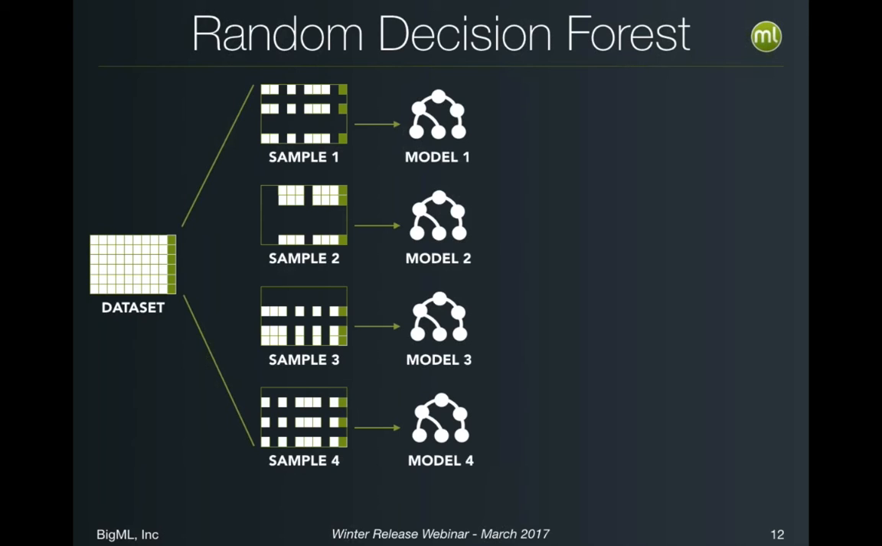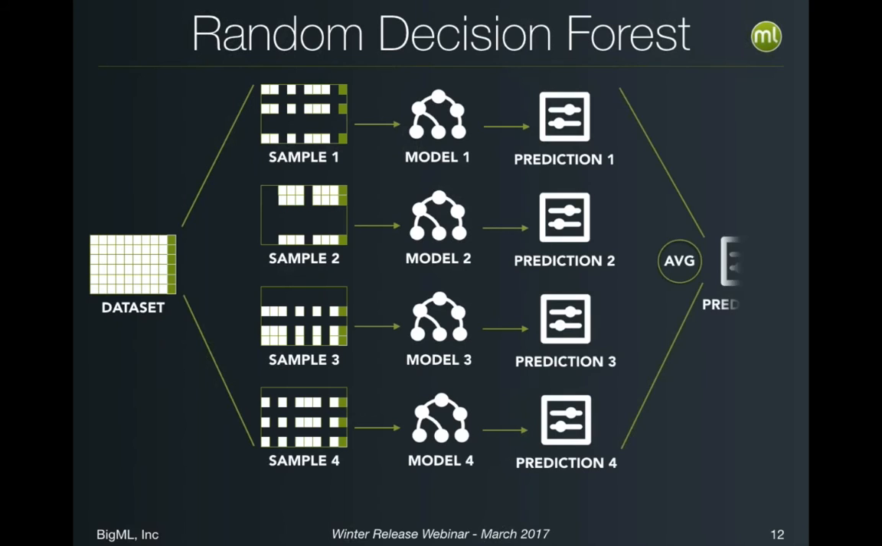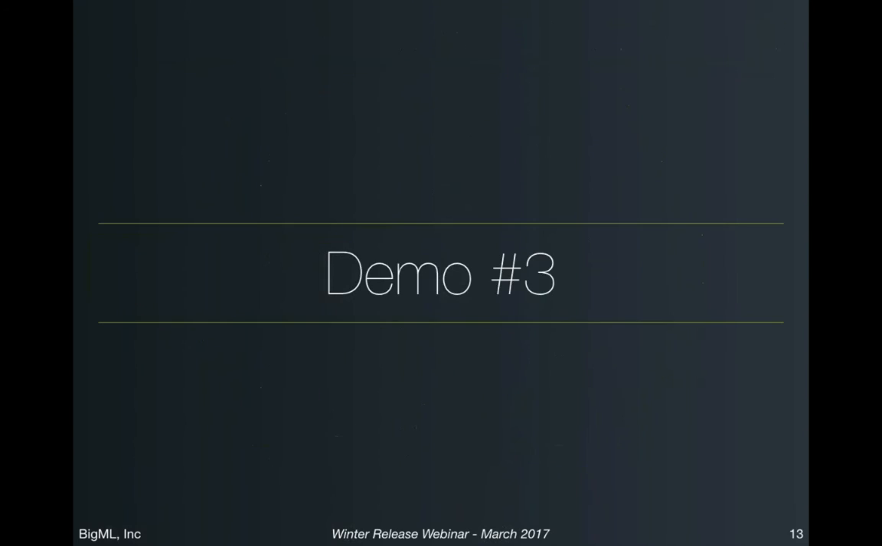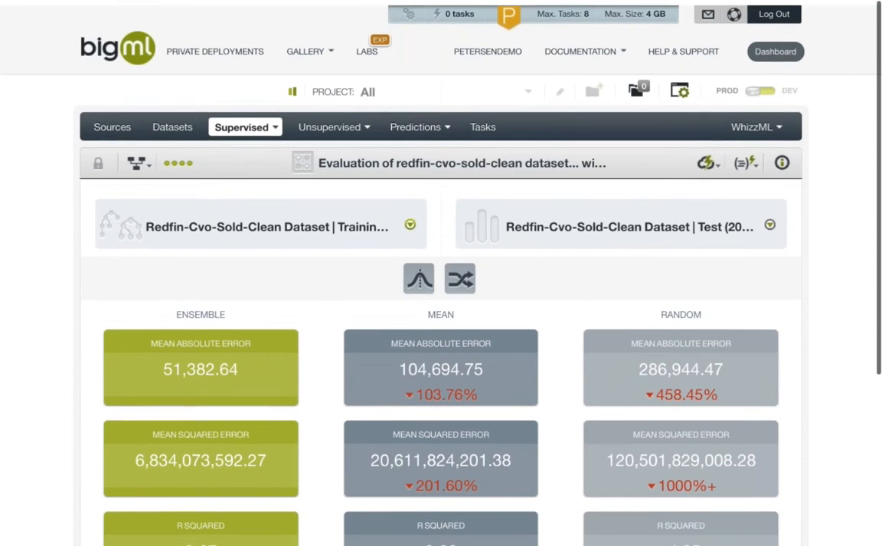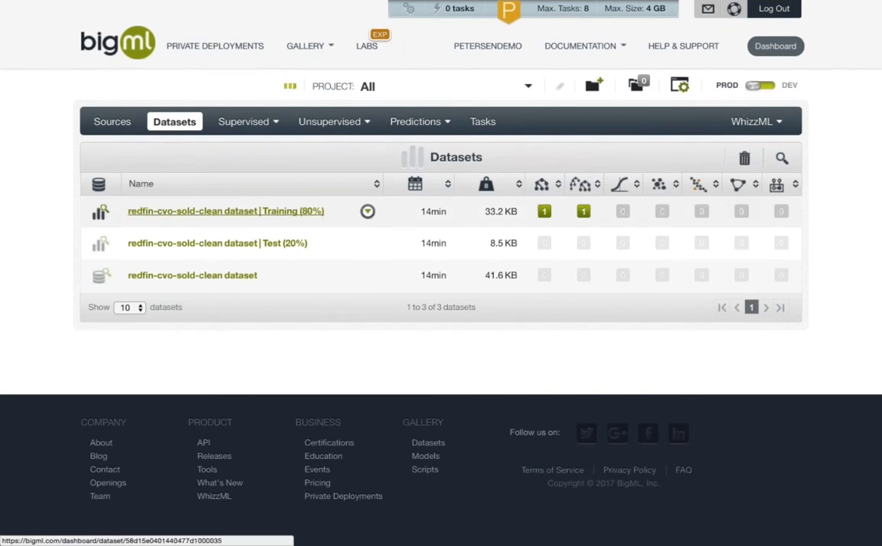Now, we have the same thing at prediction time. We're going to get multiple predictions, and we need to combine them together to get a final prediction, but otherwise it works basically the same. Now, this is something that has been in BigML for quite some time, but the way that you configure it has changed.